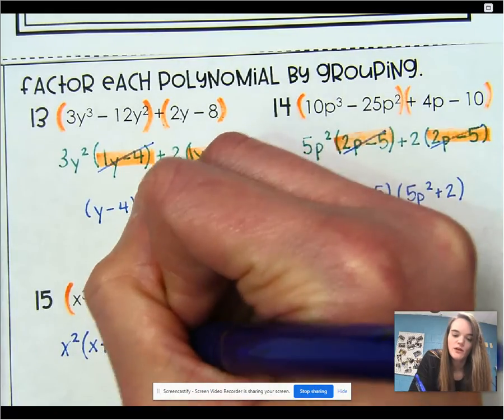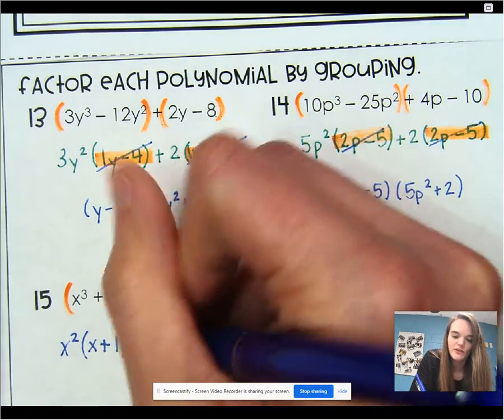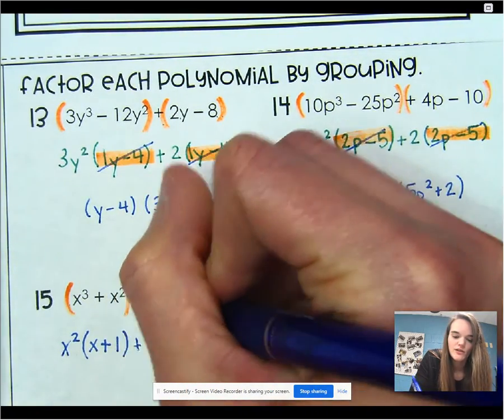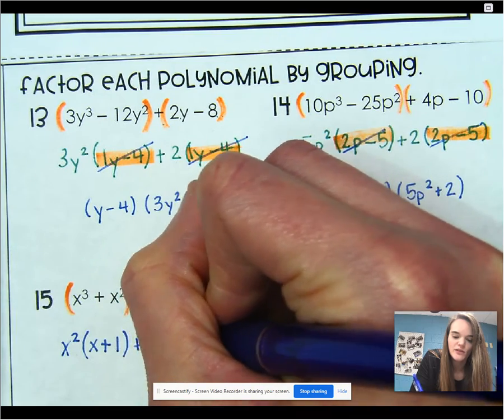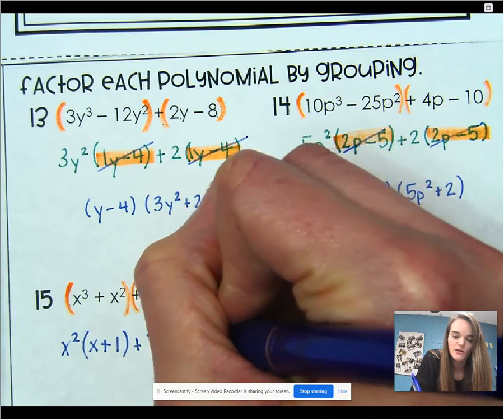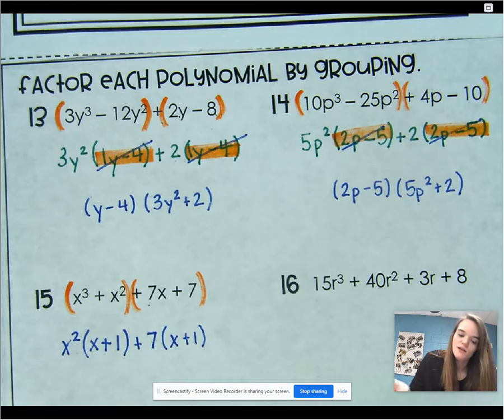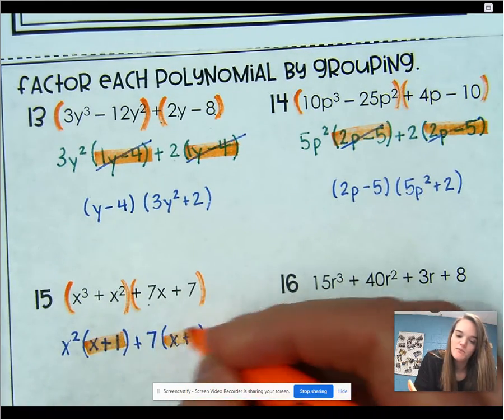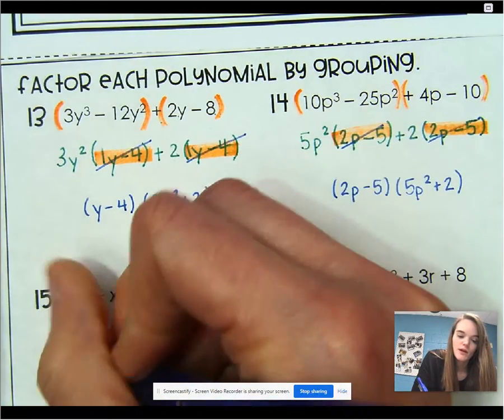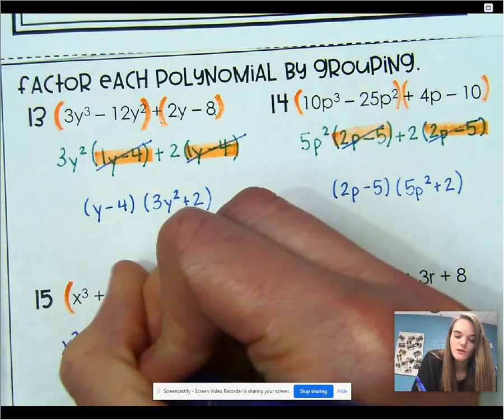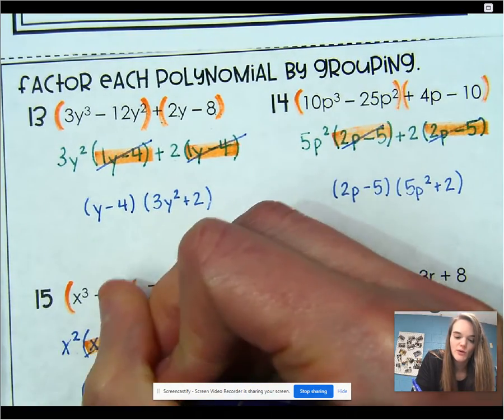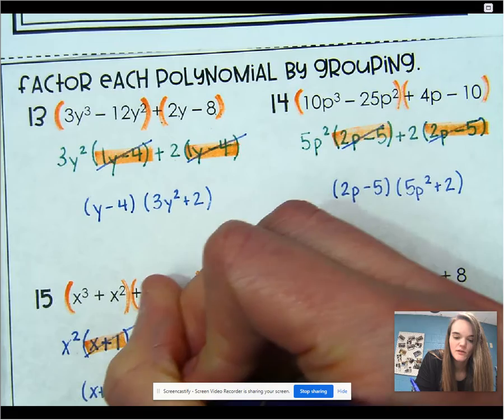Okay, plus. Both of these have a 7, so I can take out a 7. 7 divided by 7 is just 1, or just x. 7 divided by 7 is 1. I did get the same thing, so I should be okay. x plus 1. Cross them out, and x squared plus 7 is what's left.